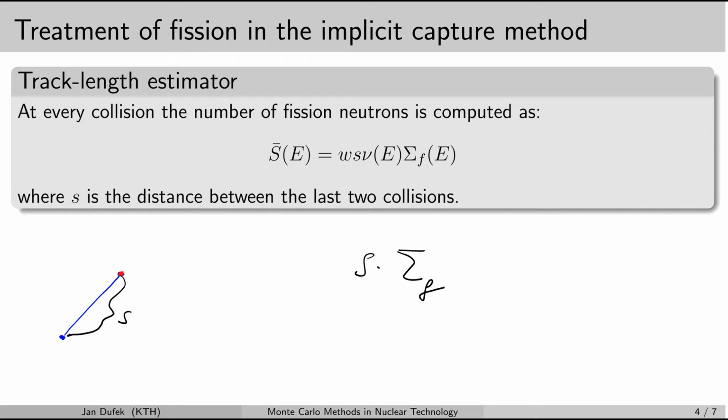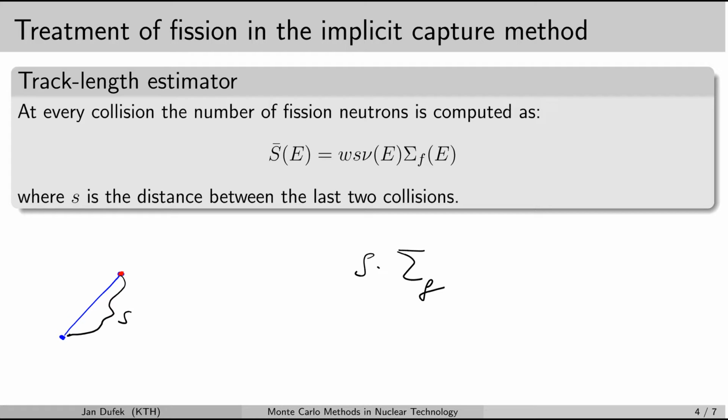You see, the distance between collisions is a random variable. It's given by its probability density function. So if this distance by chance is sampled very large, then the track length estimator will actually account for it, and it will increase the expected number of fission neutrons which would be sampled in the collision. If this distance is sampled very small, then again the track length estimator would account for it, and it would reduce the expected number of fission neutrons at that collision site.